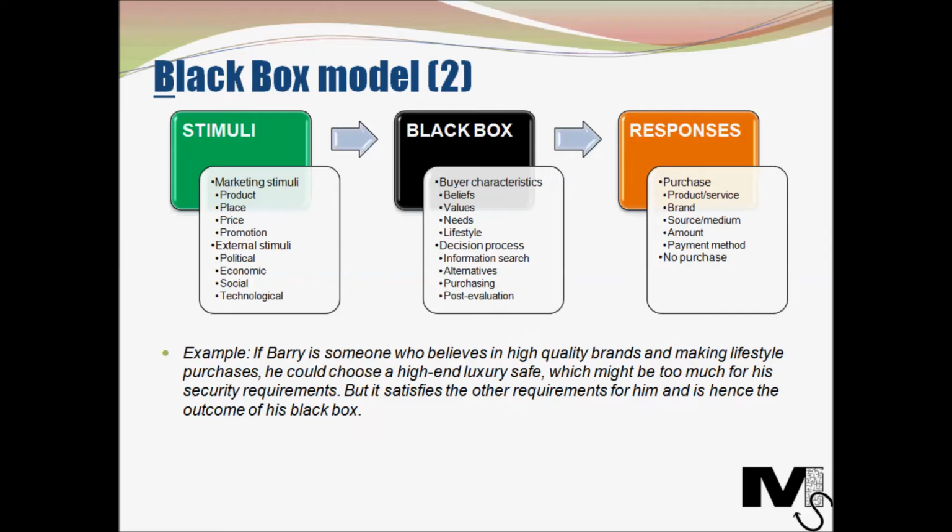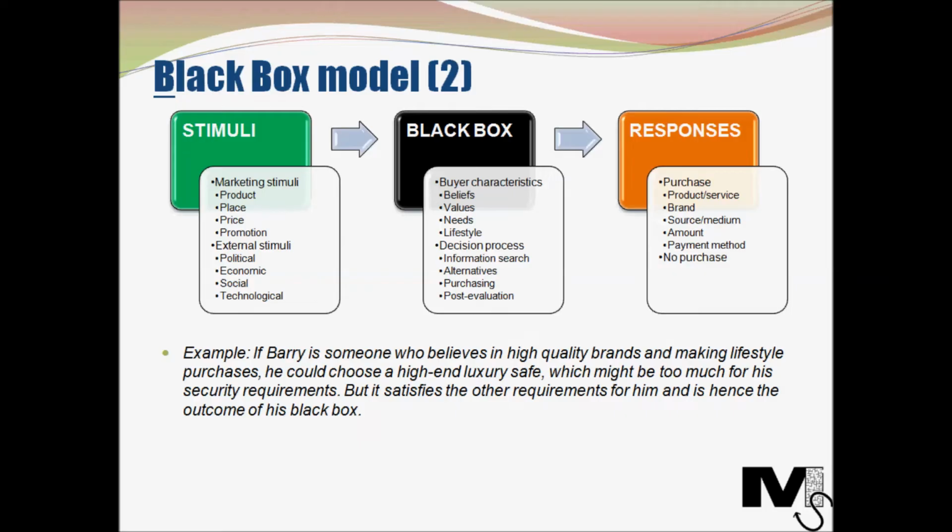Now, applying this model to our example, Barry's mind is influenced by various marketing and external stimuli, but it's the combination of his buyer characteristics and his decision-making process that actually produces an outcome. Now, if Barry is someone who believes in high quality brands and making lifestyle purchases, he could choose a high-end luxury safe, which might actually be too much for his security requirements, but it satisfies the other requirements for him, and hence the outcome of his black box will be a luxury product.